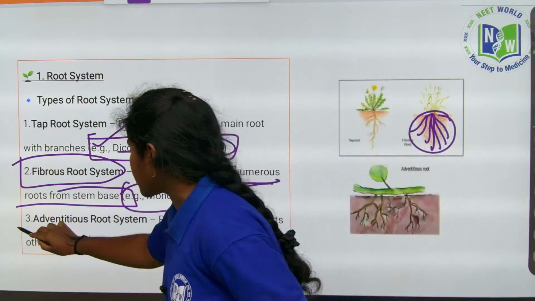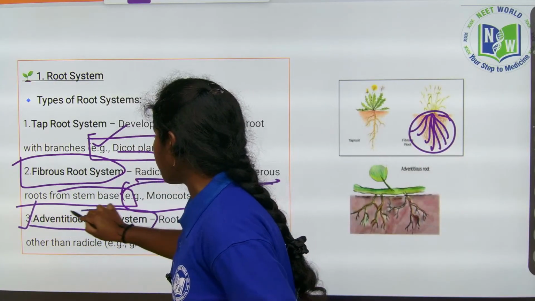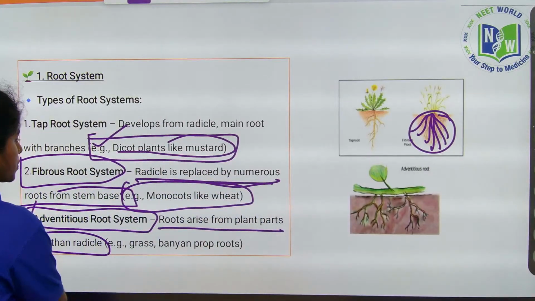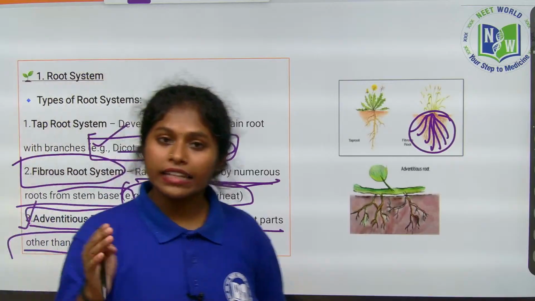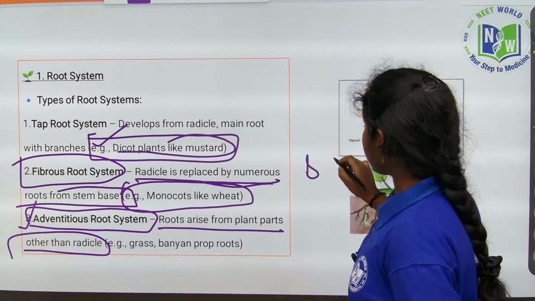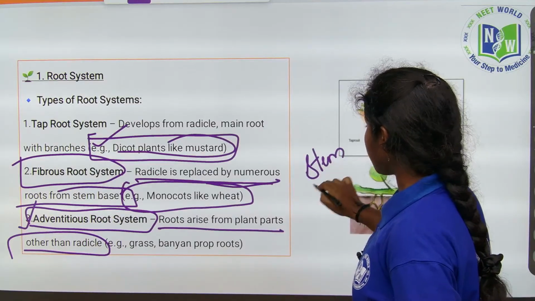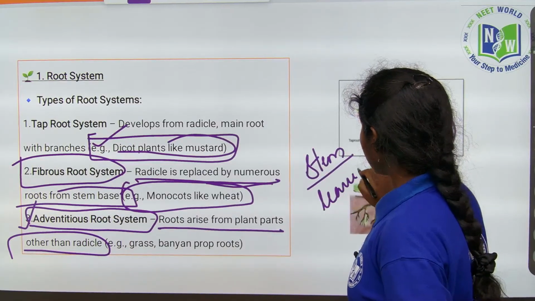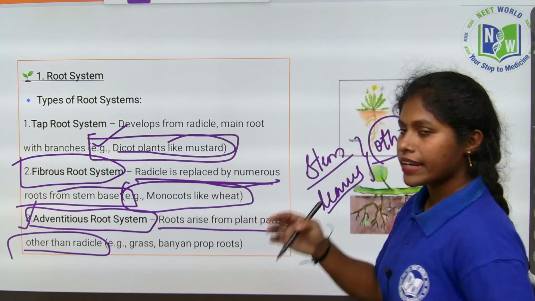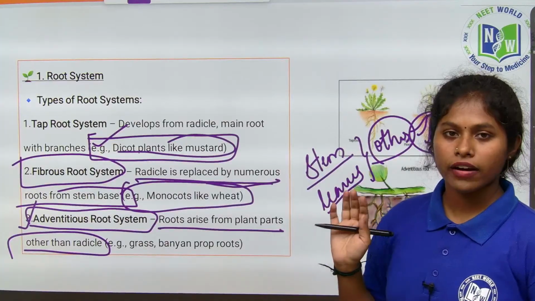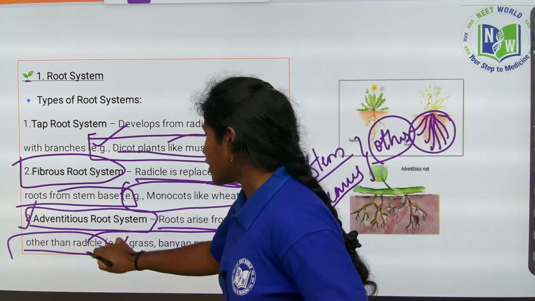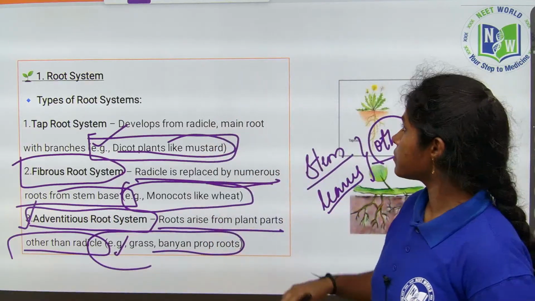Coming to the adventitious roots. What is the adventitious root system? It means roots arise other than from the radicle. The roots may arise from the stem or the leaves. Other than the root, roots arise from any part of the plant. We call them adventitious roots. Examples are grass and banyan prop roots. These are the examples of adventitious roots.